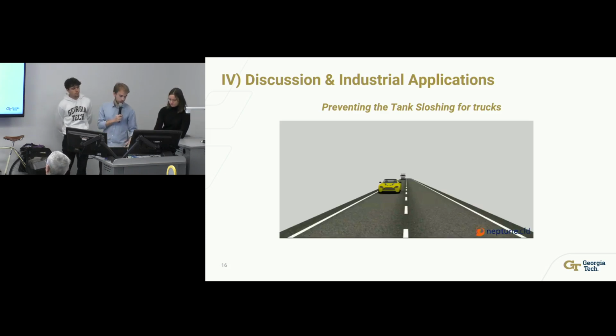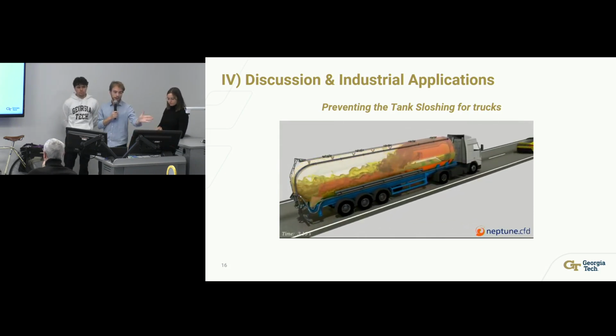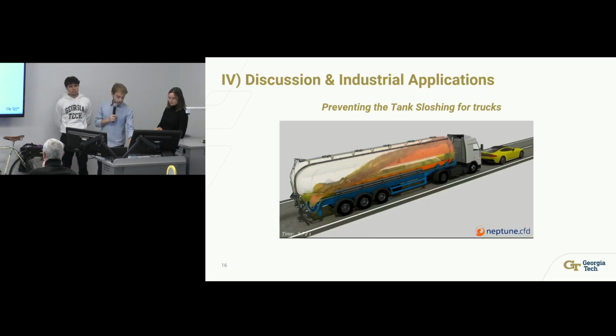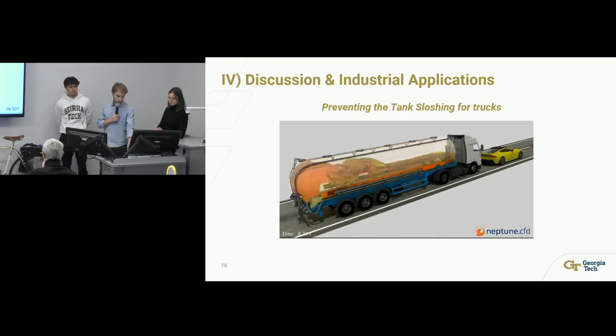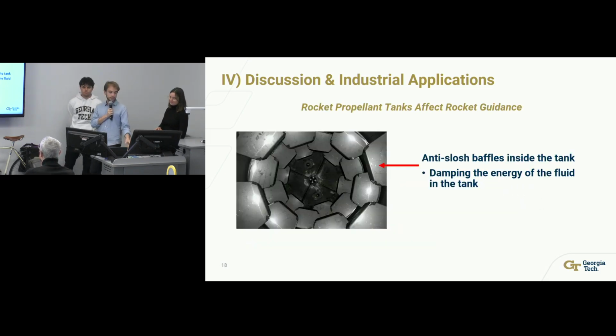So if we play the video, you can see the fluid inside the tank of the truck that has this back and forth motion. And so to prevent it and avoid some car accidents, you can put bulkheads inside the truck that split the tank in many parts, which reduce this motion and then reduce the braking distance. So the simulation said that for a speed of 19 kilometers per hour, it reduces the braking distance by 10 meters.